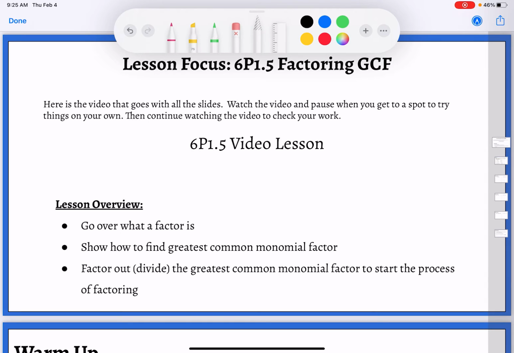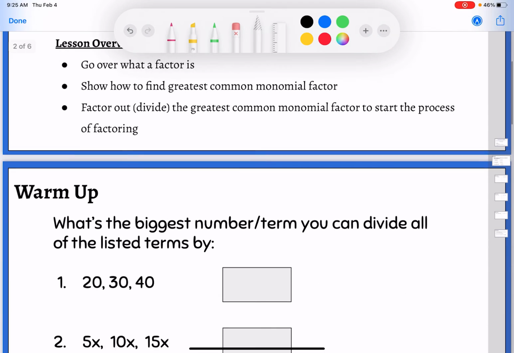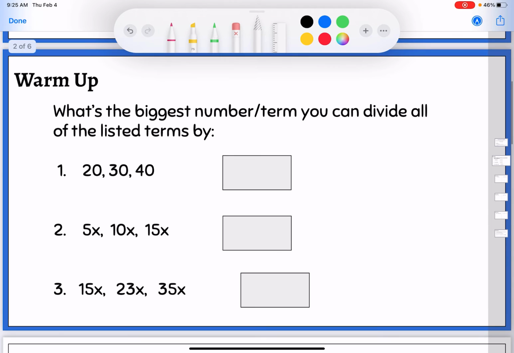And then we're going to show what answers will start to look like when we're factoring polynomials instead of combining them. So as a warm-up, we have three different sets of numbers here, and I want you to think about what's the biggest number or term that you could divide all of these listed numbers by, meaning they would divide evenly. Like, what would be the biggest factor that would go into each of those numbers in this set? Go ahead and pause your video and try it out.